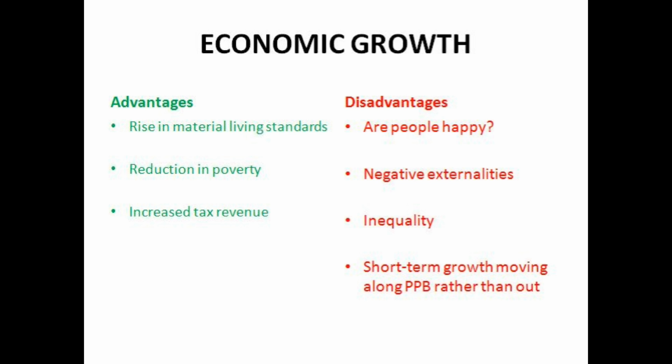Also, if we look at the bottom point there, it's a really interesting one actually. If we've got an economy which is on its productive potential boundary, it can only grow if it moves along the boundary in the short term to produce more capital goods. If it's producing more capital goods in order to get future growth, in the short term it's producing less consumer goods. So materialistic welfare in the economy can actually drop in the short term.